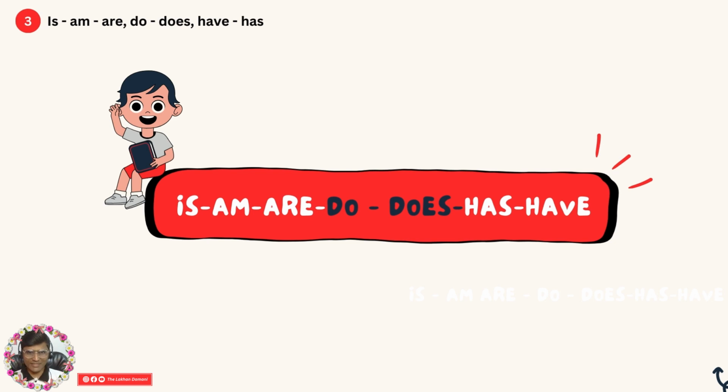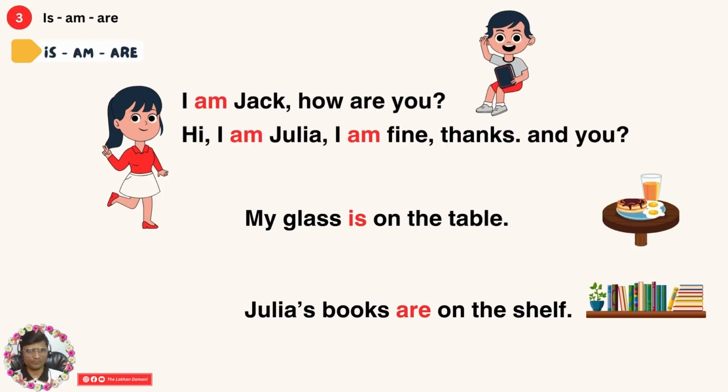Now we are going to discuss these three parts one by one in detail. Let's start with to be. So first: "I'm Jack. How are you?" "Hi, I'm Julia. I'm fine, thanks. And you?" So we are using I am here, and am is used with I in this conversation. We are talking simple tense, not using any other type of tenses. So we are using the to be verb am.